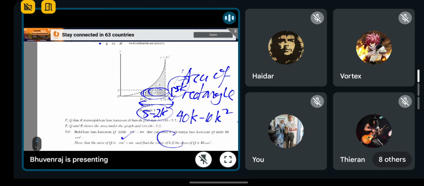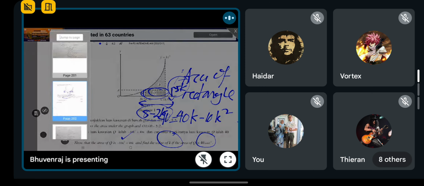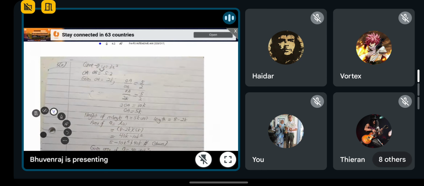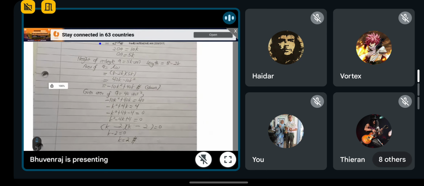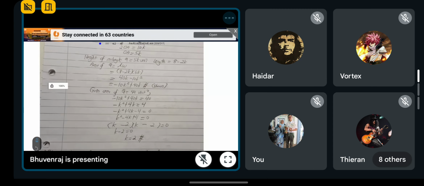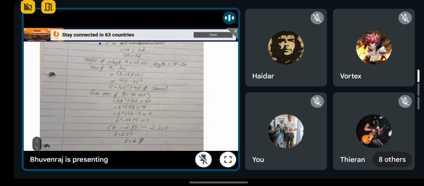Okay, and they ask you to find the value of k if it is 40. Senang lah, you make this value equal to 40 only. Then you solve quadratic. Selesaikan persamaan quadratic. Okay, so you can see over here. You show like this and then you solve the quadratic equation only, this part. So kamu akan dapat jawapan k sama dengan 2.